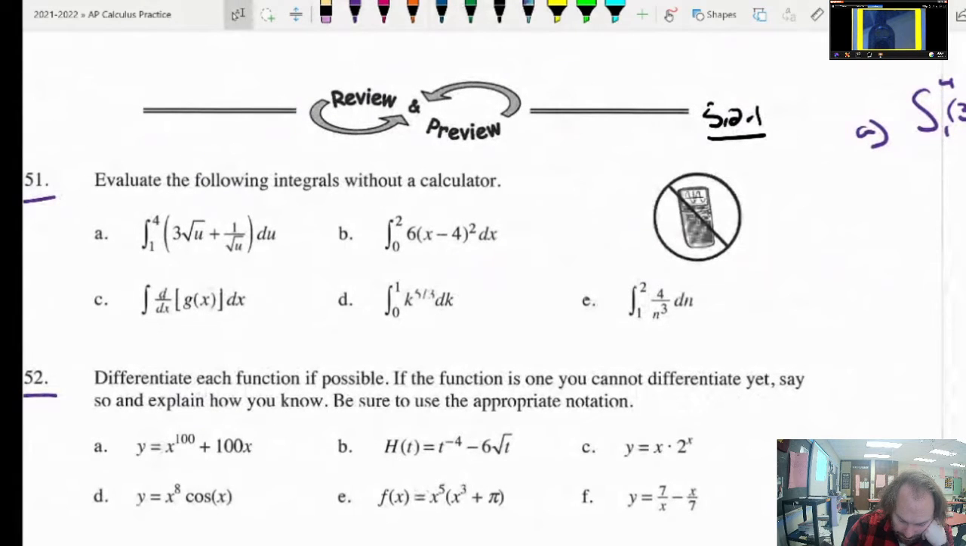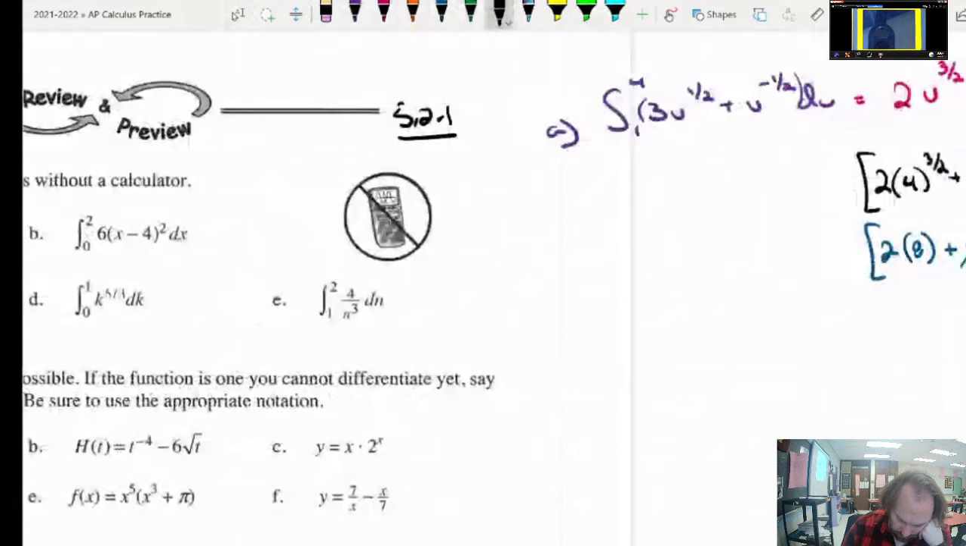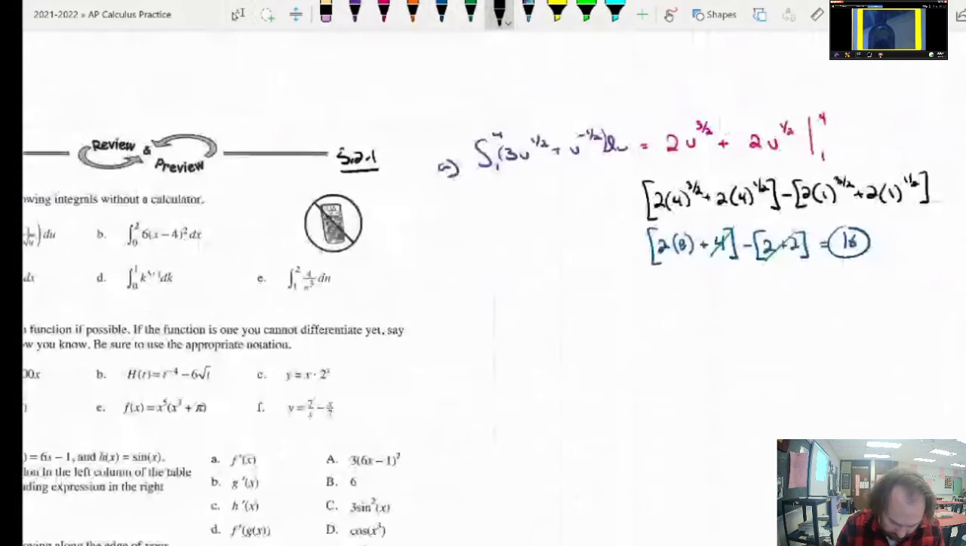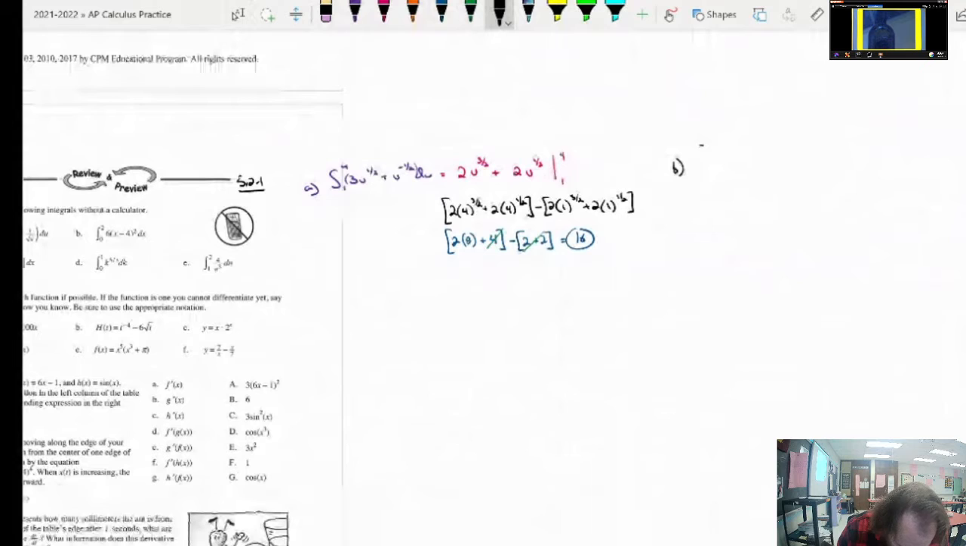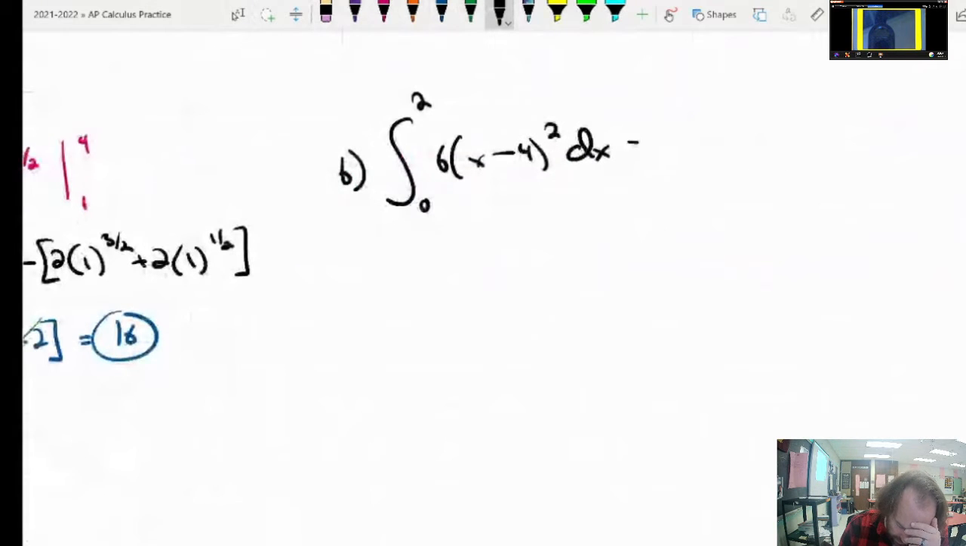Question B. Let's see. I guess I'll move all the way over here, won't I? Question B, we have the integral from 0 to 2 of 6 times (x minus 4) squared dx. So what we're going to do here first is expand that out. Let's put 6 out in front of the integral, actually. And this is going to be x squared minus 8x plus 16 dx when we expand that.